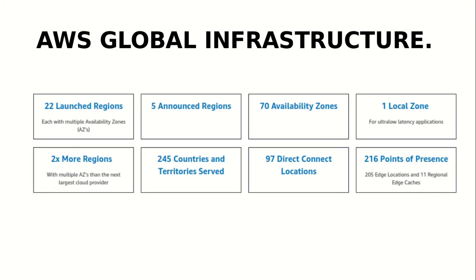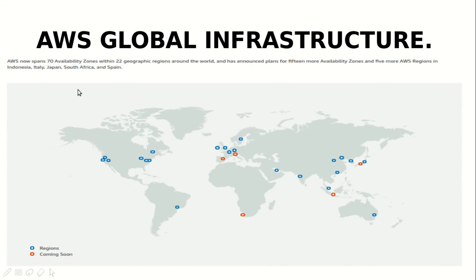As of this recording you have 22 launched regions, 5 new regions, 70 availability zones, 1 local zone, 245 countries and territories served, 997 direct connect locations, and 216 points of presence, that is, 205 edge locations and 11 regional edge caches. This is the presence of AWS. AWS now spans 70 availability zones within 22 geographic regions around the world, and has announced plans for 15 more availability zones and 5 more AWS regions in Indonesia, Italy, Japan, South Africa, and Spain. All these blue dots are the current regions across the globe, and the orange ones are the planned, coming soon regions.